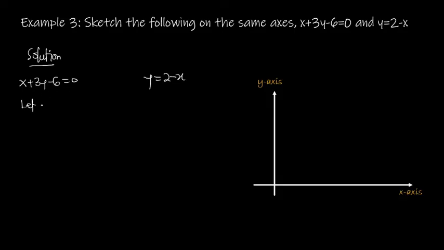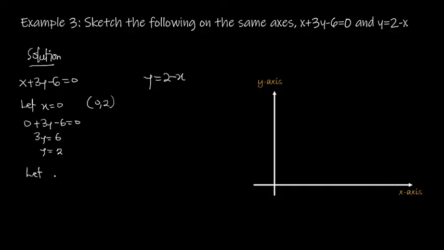So we say let x be 0. And when x is 0, this equation becomes 0 plus 3y minus 6 equals 0. So we have 3y is equal to, I send the -6 to the other side, becomes +6. So therefore y equals 2 if I divide both sides by 3. So my point over here becomes x will be 0, my y will be 2.